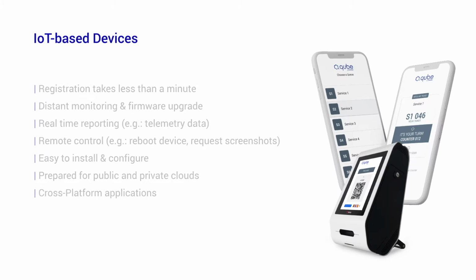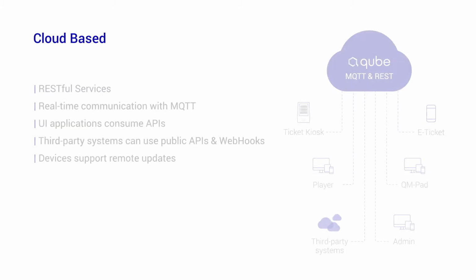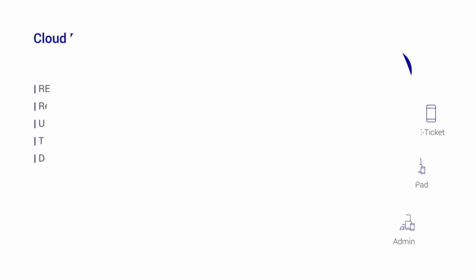IoT is a short name for Internet of Things. It's a system of interrelated computing devices, mechanical and digital machines, or objects that are provided with unique identifiers and the ability to transfer data over a network without requiring any interaction. And last but not least, what does cloud-based mean? When digital data is stored, managed, and processed on a network of remote servers, hosted on the internet, rather than on local servers or personal computers.